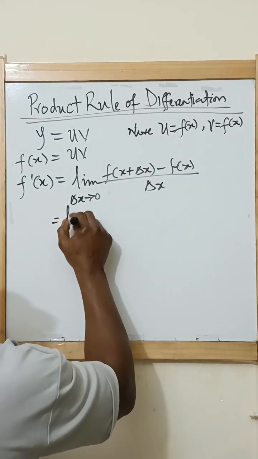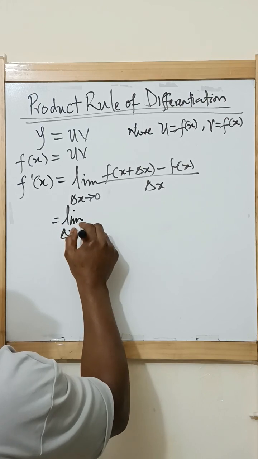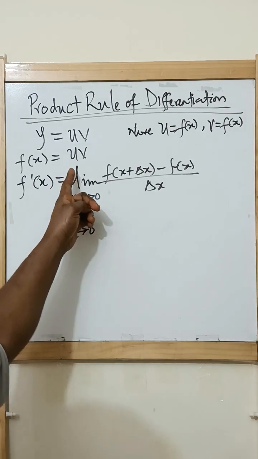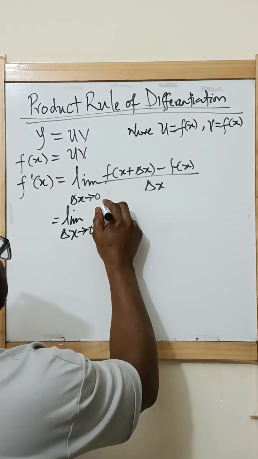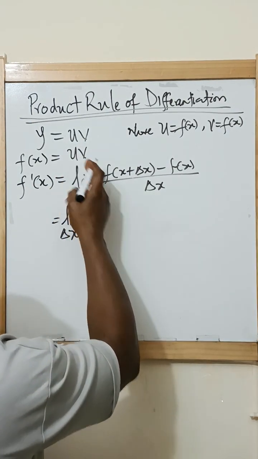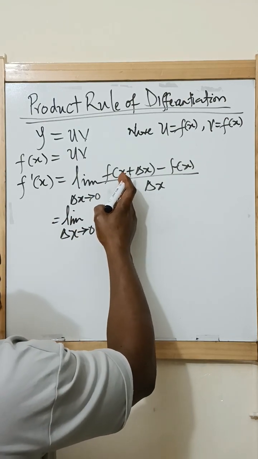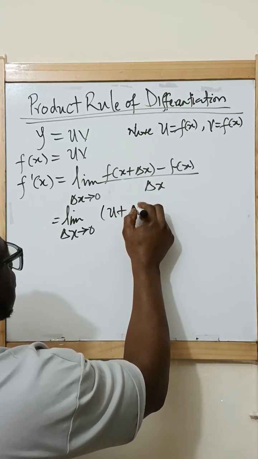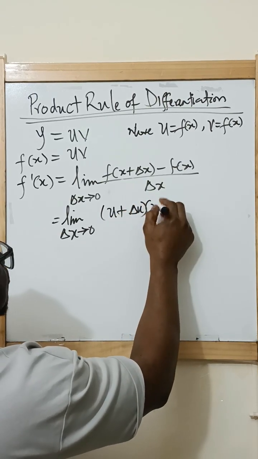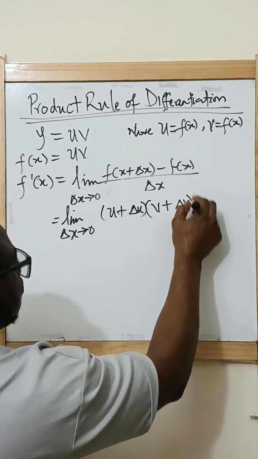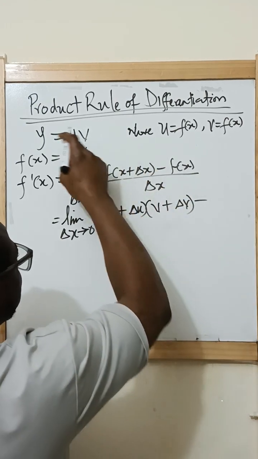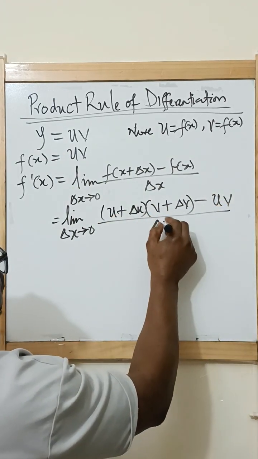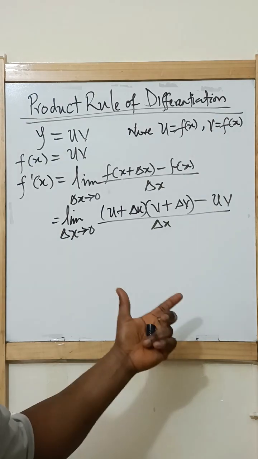So this is going to be the limit as delta x tends to 0. Now we write it as u, and when it becomes f of x plus dx, it's going to be u plus du, then this is going to be v plus dv, then minus f of x, which is of course uv, then everything over dx.